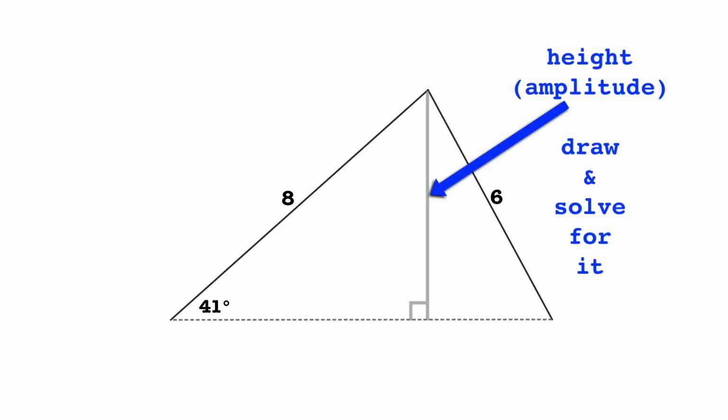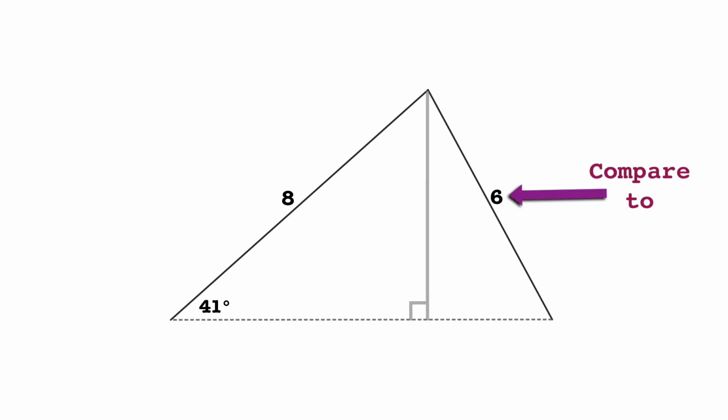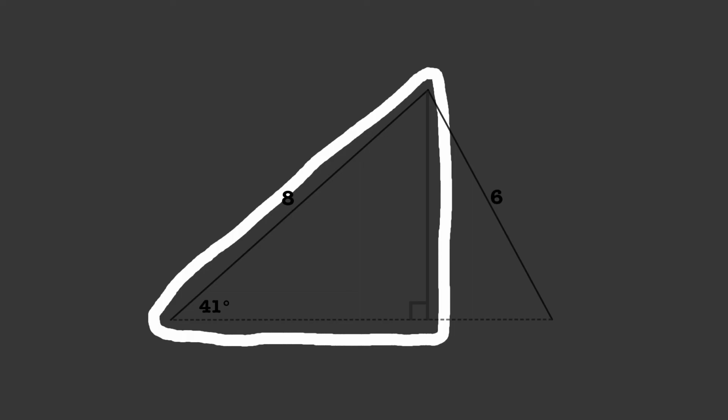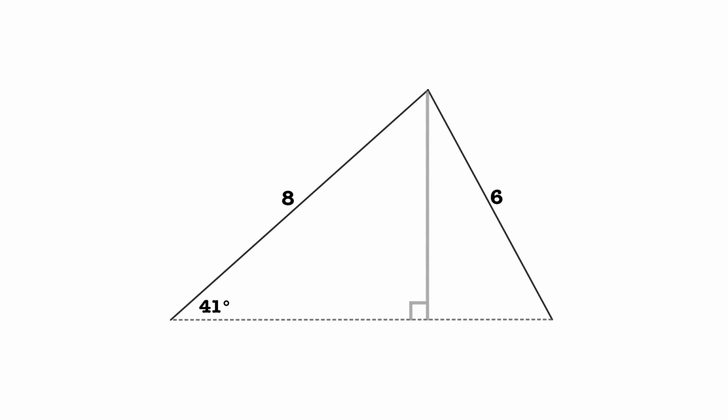Okay, now let's check if the given opposite side is long enough. So draw the height, or the altitude, of the triangle and solve for it to compare it to the given opposite side to the angle. Let's focus here on the right triangle within. We know that sine of an angle is the opposite over the hypotenuse. That is, sine of 41 degrees is the unknown height over 8. Then multiply both sides by 8, and we get the height to be approximately 5.25.